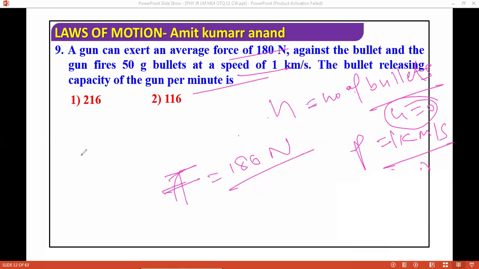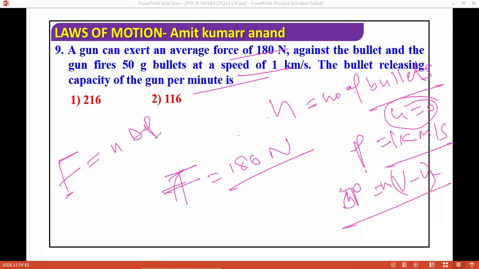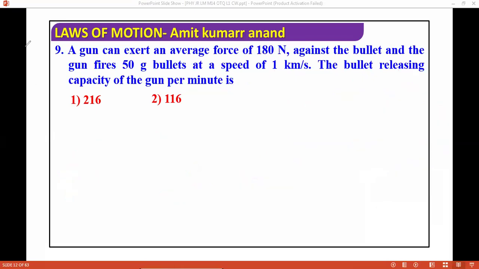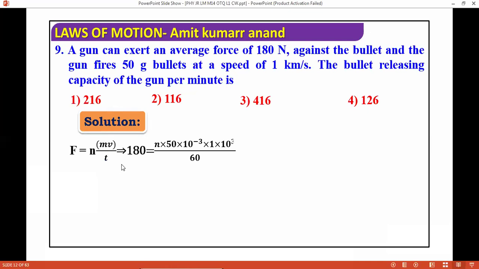Whenever this question comes in front of you, this is the favorite question for JEE. So what do you do? Total force is equal to n times the change in momentum. If you have this concept in your brain, from here you will get the number of bullets. Now come to the calculation part. This is the concept you should know. You are just asked for the number of bullets, so F = n m v / t. You will use this, and from here you will get n is 216.